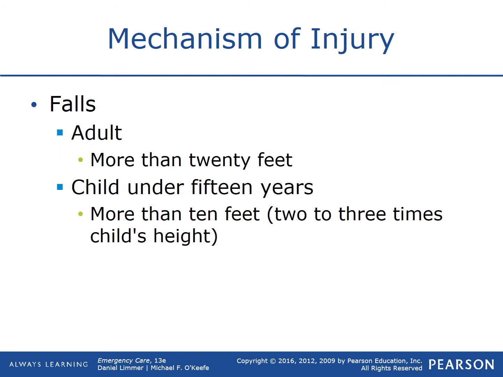When you're investigating falls, some big factors go into how potentially bad the fall could be. For an adult, a critical fall is anything over 20 feet. For pediatrics, anything more than 10 feet or 2 to 3 times the child's height. So you have that 2-year-old child that's barely over 2 feet tall. If they fall 10 feet, that's very, very bad on somebody who's only 2 feet tall.